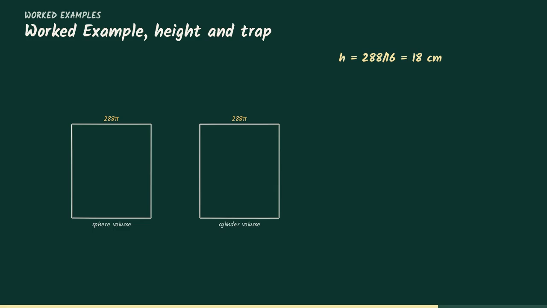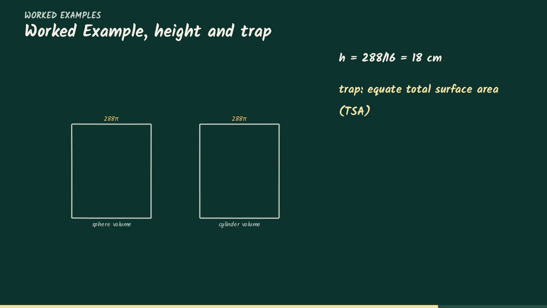Solve for height and name the wrong move. 288 over 16 is 18. So the cylinder height is 18 centimeters. The trap is equating total surface area, TSA for short, instead of volumes, or forgetting to cancel pi and drowning in decimals. Height 18 centimeters.